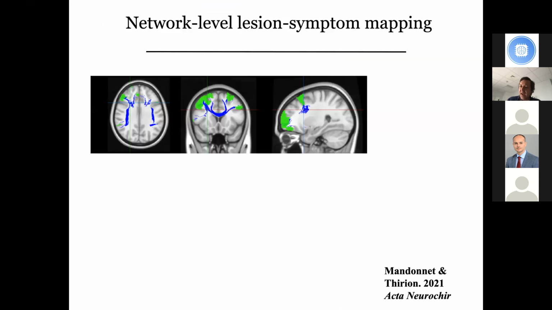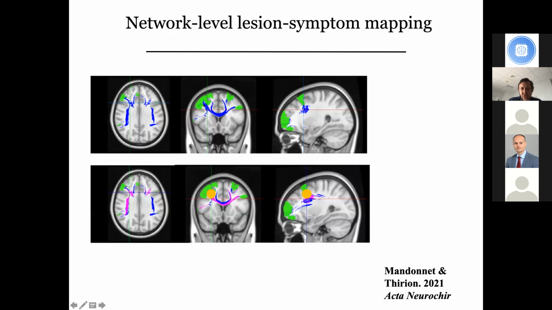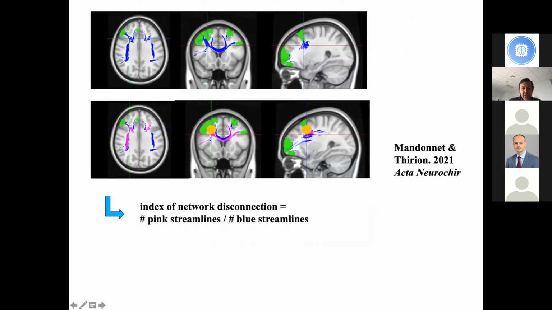So this gives me the idea to generalize a network lesion, a network level lesion symptom mapping. Assume that you know that a function is supported by the green network. And you know the streamlines, the structural connectivity supporting this network. Now, among the blue streamlines, you can select all the magenta streamlines which are going through the lesion in orange. Okay, so the lesion will destroy a certain number of streamlines supporting the structural connectivity of the green network. And then you can compute an index of network disconnection. The simplest way to do it, but there are several others, is to compute the ratio of the number of pink streamlines divided by the number of blue streamlines.